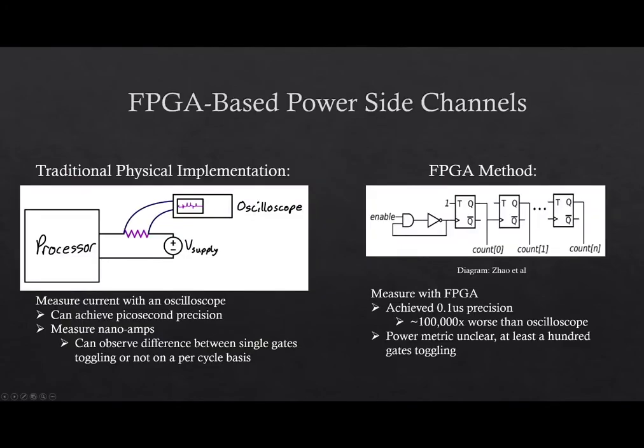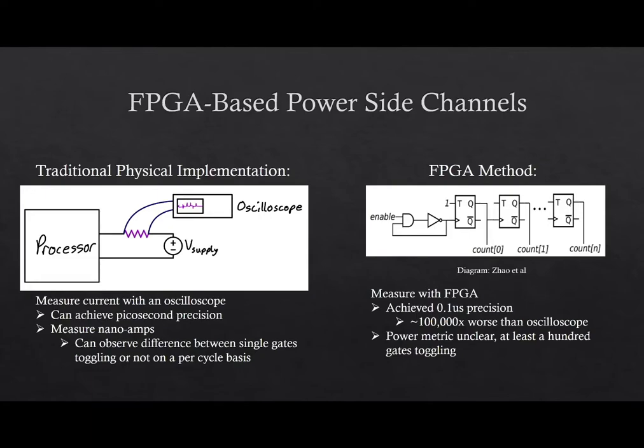Just for some quick background, power side channels have existed in the past based on an oscilloscope, measuring in line with the power supply and putting yourself right next to the processor. But this requires physical access to be able to get any data out of how much power this processor is taking. So my method here is to use an FPGA.